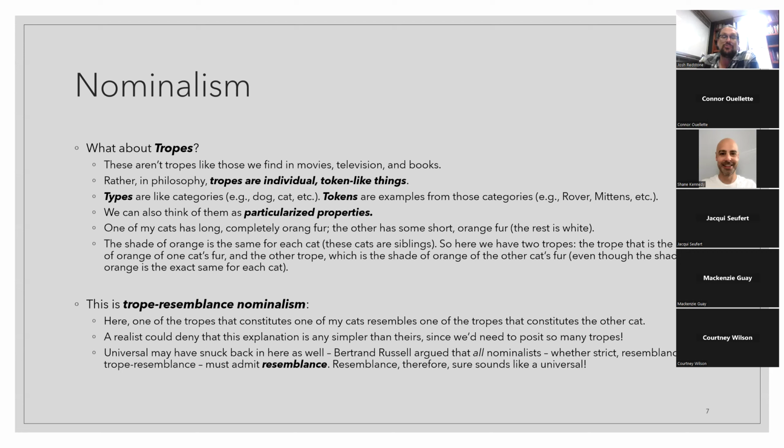And besides, a realist would say, you've let universals sneak back in the back door, Mr. Trope Theorist. Bertrand Russell said all nominalists, it could be strict resemblance or trope resemblance, have to admit at least one universal, and that is the universal that is resemblance.